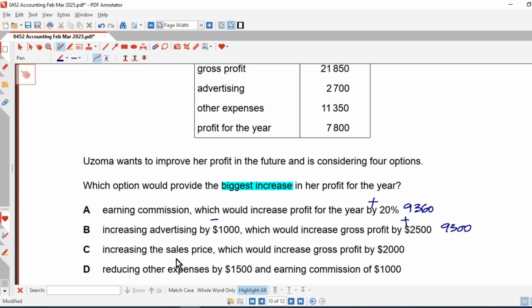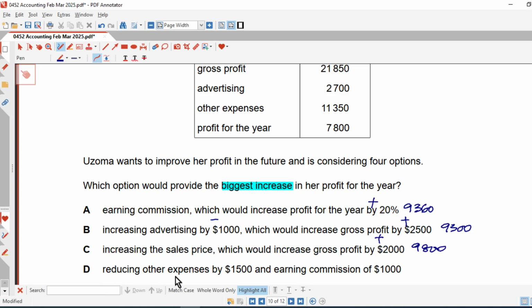C, increasing the sales price, which would increase gross profit by 2,000. So 7,008 plus 2,000, that's 9,008. Okay, so A and B are out. C looks pretty good, but let's look at D.